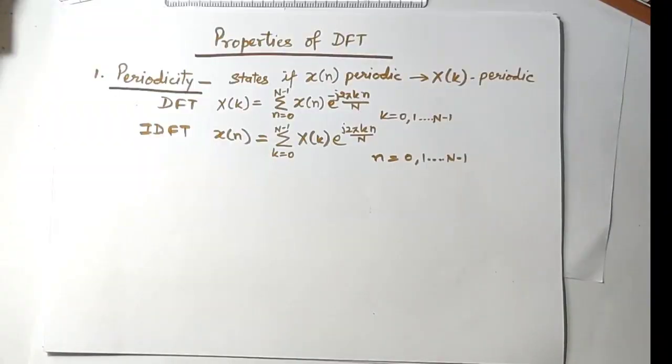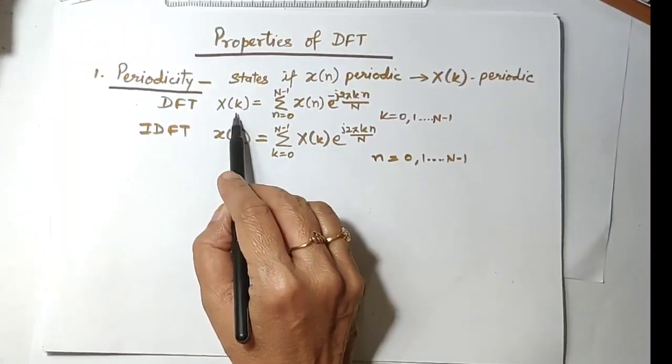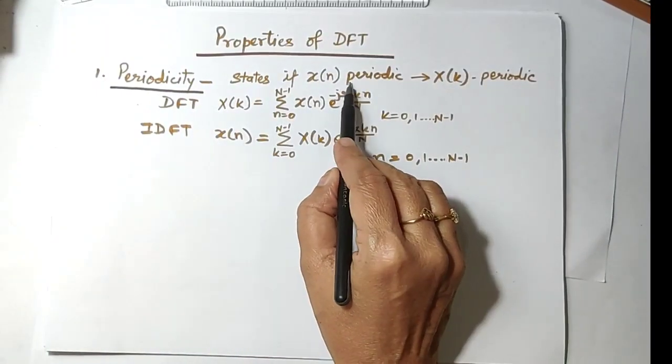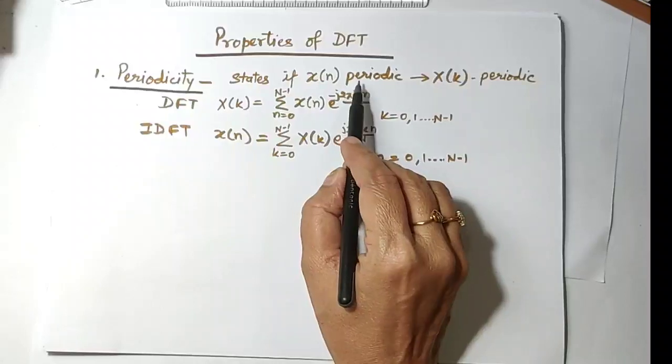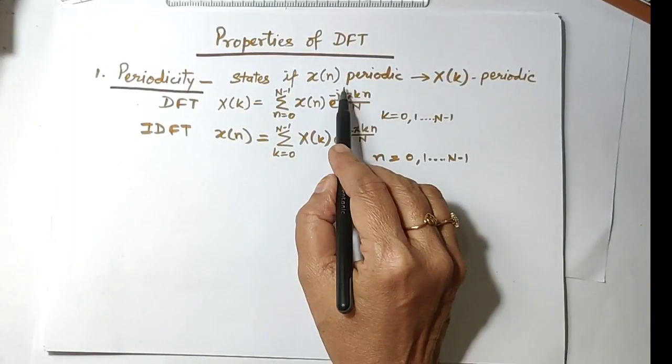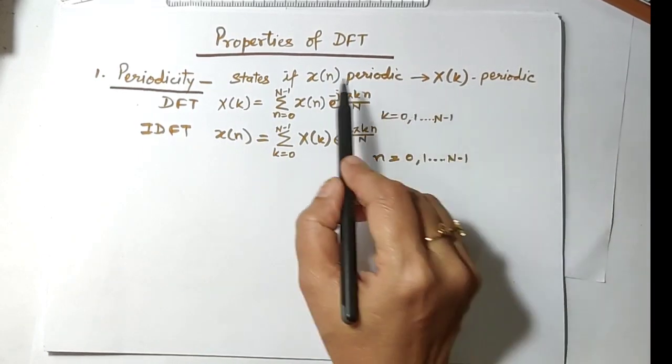The properties of DFT and the definition of DFT. We know that X(k), the Fourier transform of a periodic sequence, is periodic if x(n) is periodic. X(k) is periodic if x(n) is periodic.